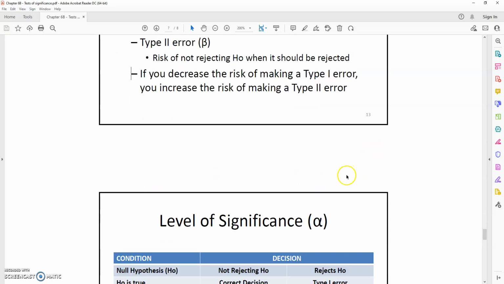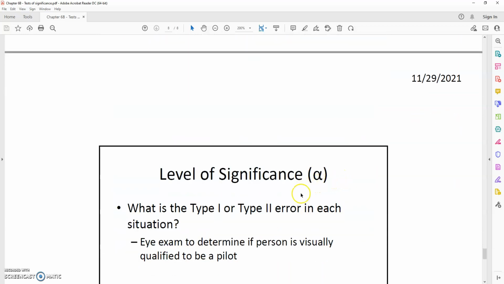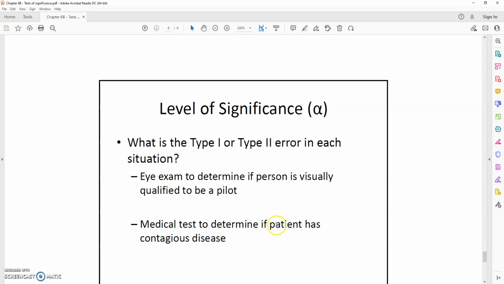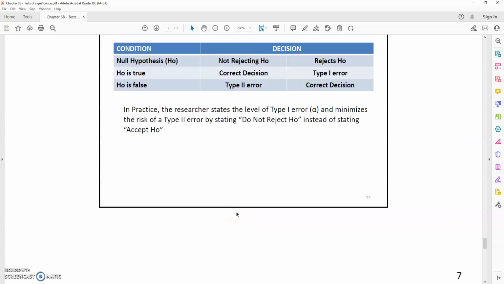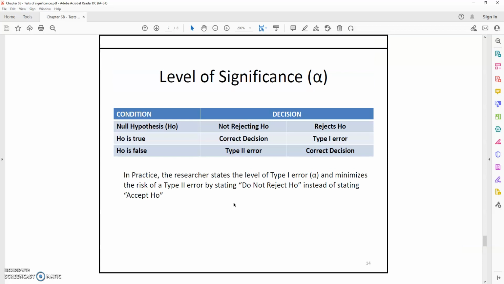And we can look at the example with medical tests to determine if you have a contagious disease. Would you rather send a few people home that aren't sick, or keep people at work that actually are sick? And of course, we're going to side with that type 1 error. So the type 1 error is controlled by the level of alpha, the level of significance. Generally 5%. Alpha is generally 5%, sometimes maybe 10%. But basically that tells us the probability of making that mistake.